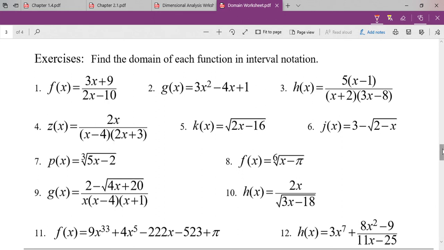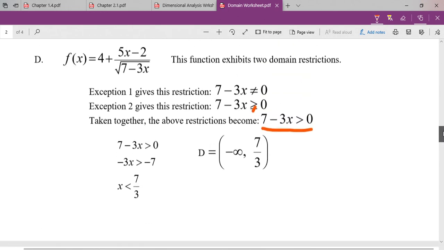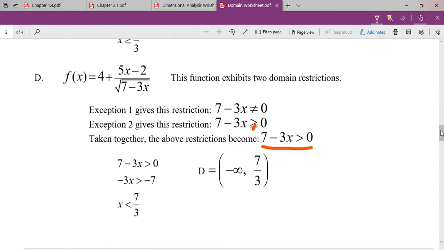So hopefully this domain worksheet here helps you out. You understand the exceptions. You kind of see the exercises. Note that you can use more than one of the exceptions. Sometimes you have to use all 4. So go through, give it a shot. If you need any help, just let me know.